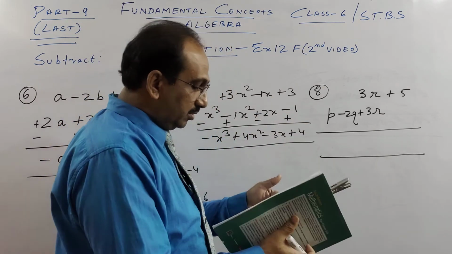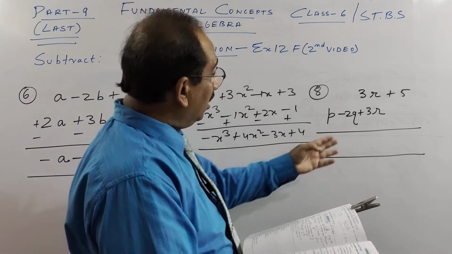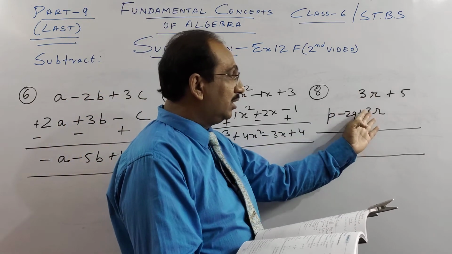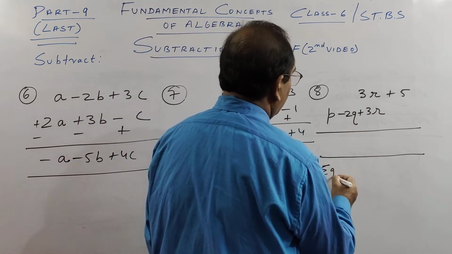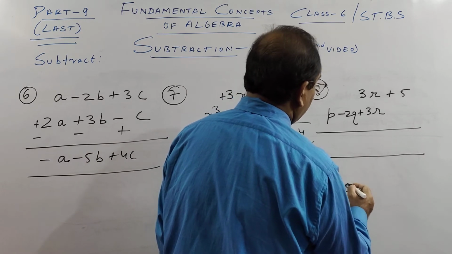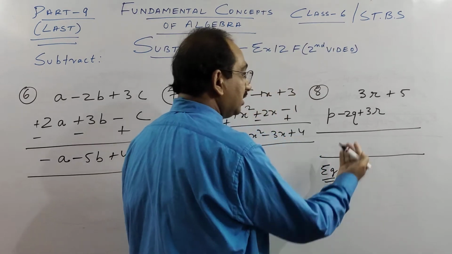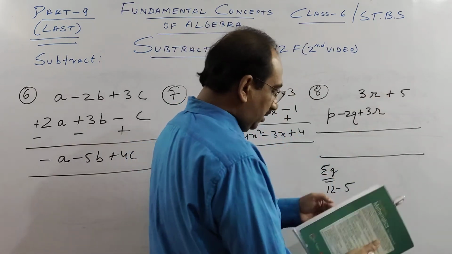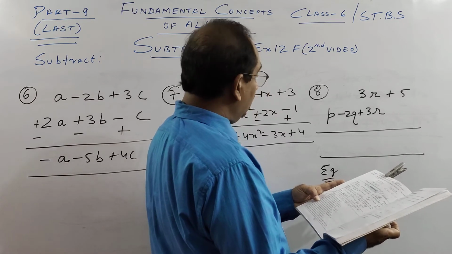Now next number 8 is almost similar. How much is this less than this? How much is this less than this? So again you can take an analogy. How much is 5 less than 12? How much is 5 less than 12? So see the question, number 8.